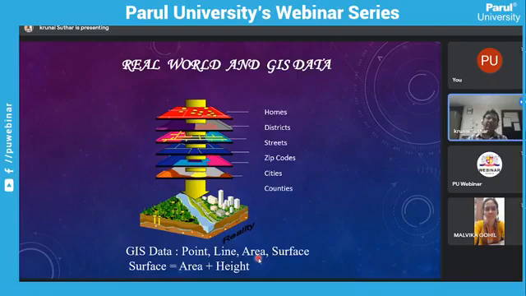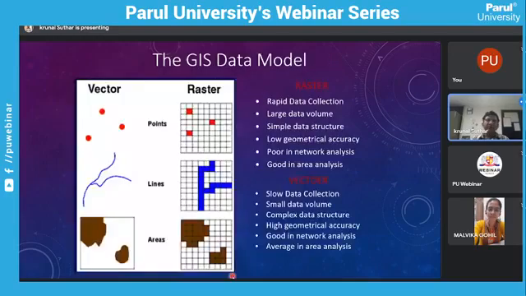So lines, points and polygons are helpful to represent the larger area. Now surface. Surface is an area with height, because we know on the Earth's surface each and every object has a different height. Even the ground level has a different height from the mean sea level. So surface is represented as an area including the heights. Height is considered as a z value.